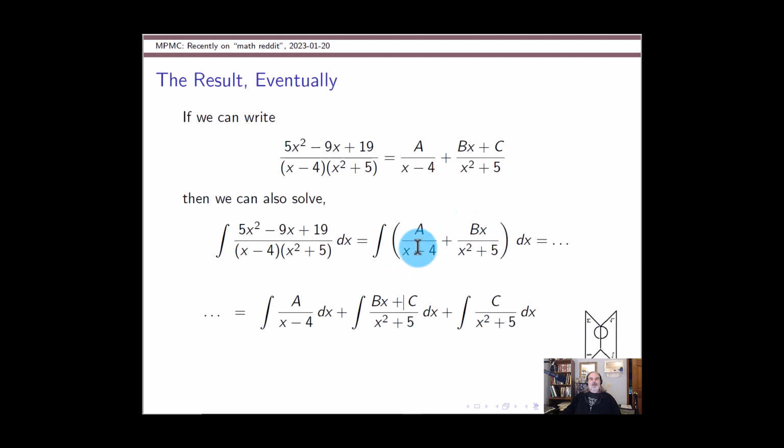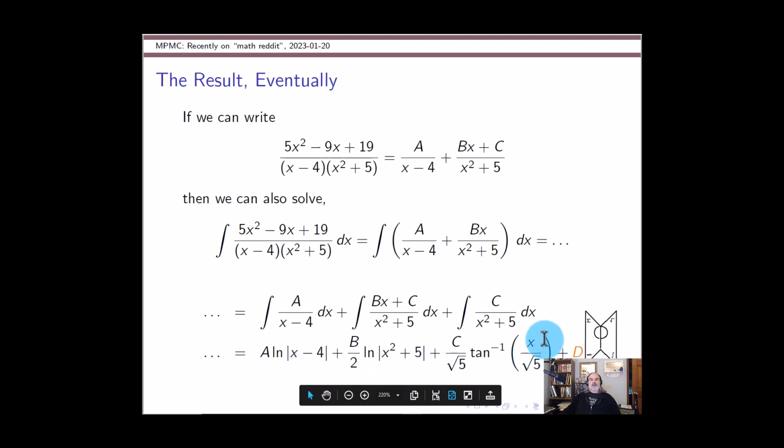Okay, but a over x minus 4 is a term by itself that would be integrated. If this numerator is bx plus c, then bx over x squared plus 5 could be separated from c over x squared plus 5. So again, pretend there is a plus c in that numerator and pretend that the plus c in this middle term in the next line is gone. Okay, if the partial fraction decomposition can be determined and we can come up with these constants a, b, and c, then the net result of the antiderivative would be this humongous mess.